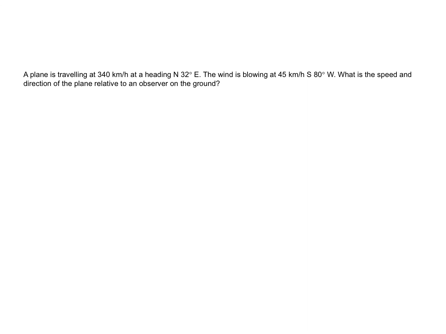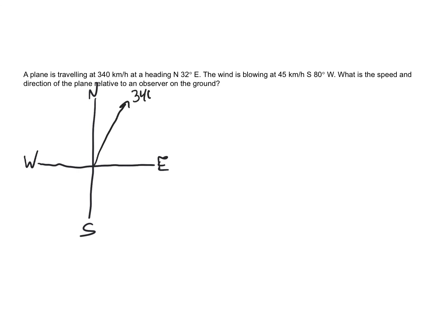This one's a velocity vector problem. So let's draw out our basic compass. We have north, east, south, and west. Now, we have the plane going north, 32 degrees towards the east. So the plane is doing something like this at 340 kilometers an hour. We have 32 degrees here. And then we have the wind, 45 kilometers an hour south, 80 degrees west. So south, 80 degrees west. This would be your 80 degrees, 45 kilometers an hour.